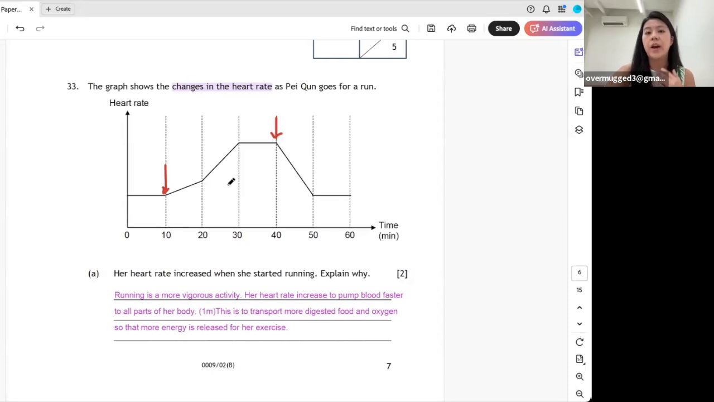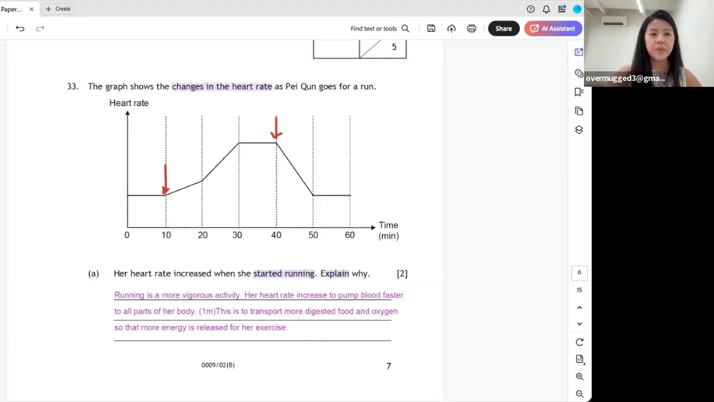There could be questions where you're asked to complete the graph of the heart rate, okay? In that case, please remember, do not draw the graph all the way down to 0, okay? Our heart rate doesn't go to 0 when we are at rest, okay? So let's get to the question. Her heart rate increased when she started running. Again, we come to an explain question.